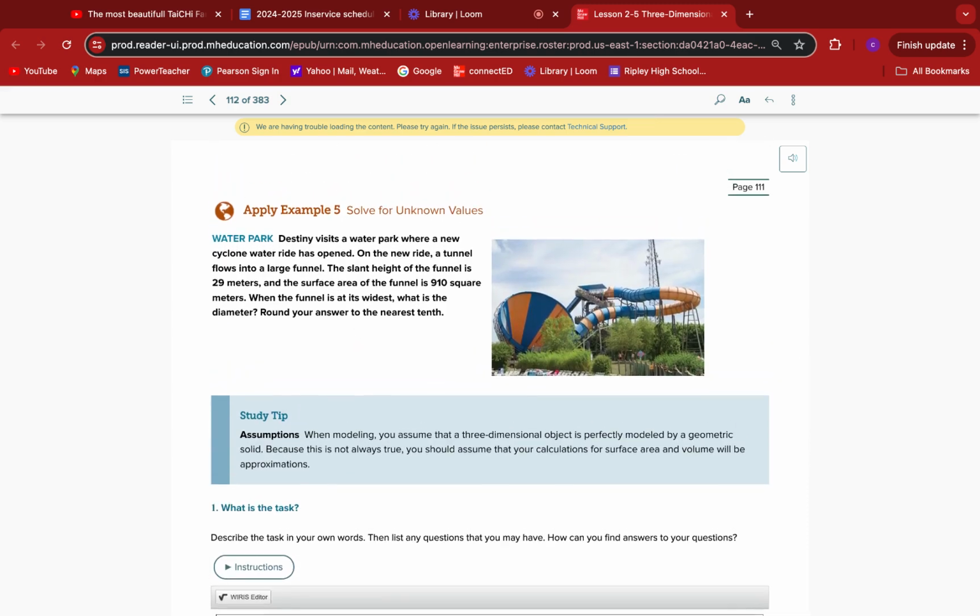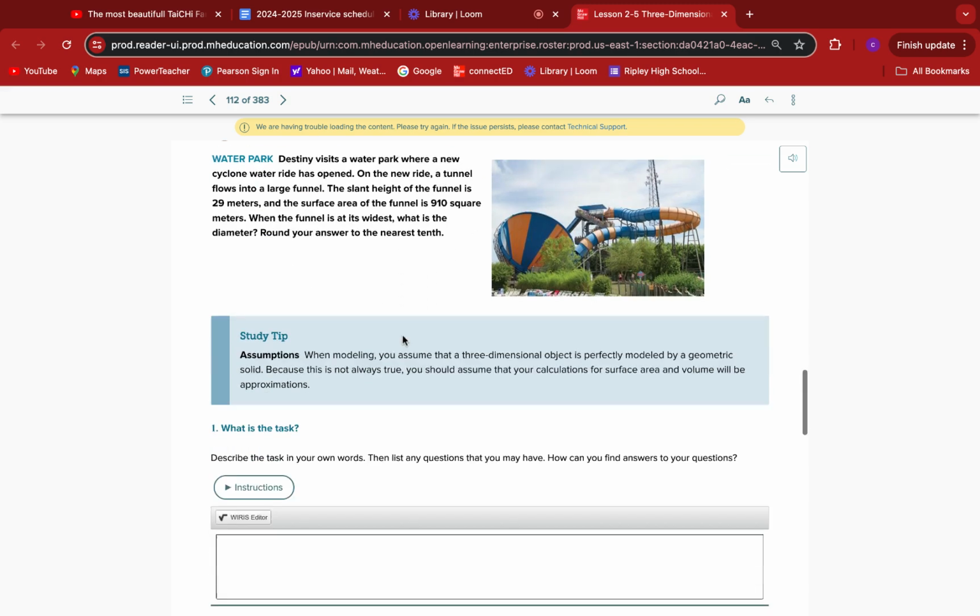They gave you the surface area. The 910 goes in for the S for surface area. The 29 replaces the L for the slant height. Solve this equation for the radius, multiply times 2 to get your diameter. And don't forget, round your answer to the nearest tenth. That's one number after the decimal, everybody.